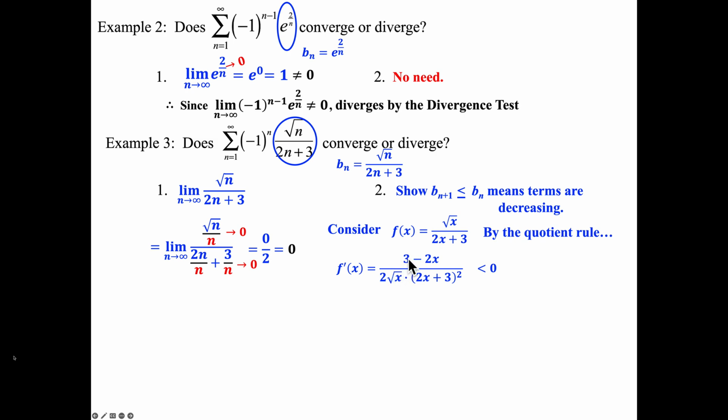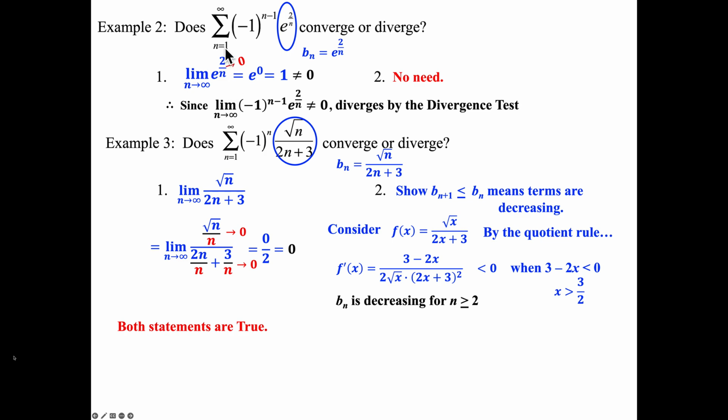So really, 3 minus 2x, if you notice, here's the only thing that's negative. Since my x's are starting out at 1 and going to infinity, my whole denominator will be positive. I need it to be less than 0, so I need to focus on the top. So 3 minus 2x is less than 0. Add over the 2x. 3 is less than 2x. Divide over the 2. So 3/2 is less than x, or x is greater than 3/2. So here, b sub n is decreasing for n greater than or equal to 2.